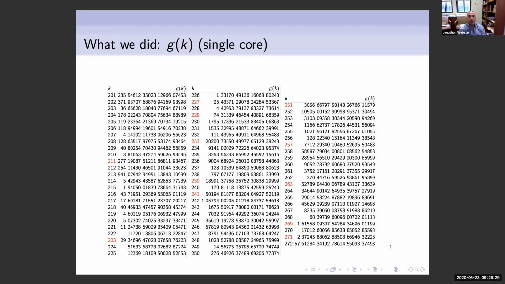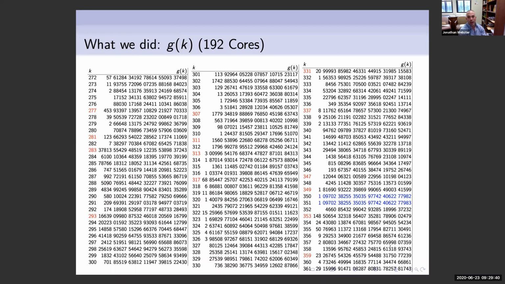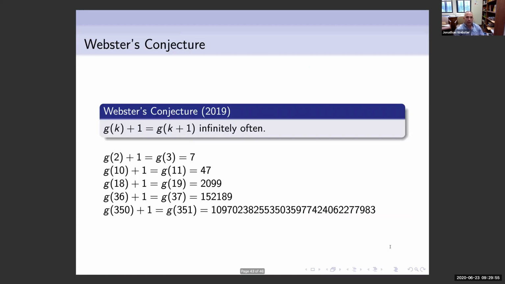here's a bunch of G of K values we computed. We did these all with a single core. And it didn't take too long, but eventually we needed to parallelize this computation, and we did that. And so we've been running on 192 cores. We have about 16 more values that aren't on this screen. But anyway, you can scan these if you'd like. This happened 5 times, so I'm going to conjecture it happens infinitely often.